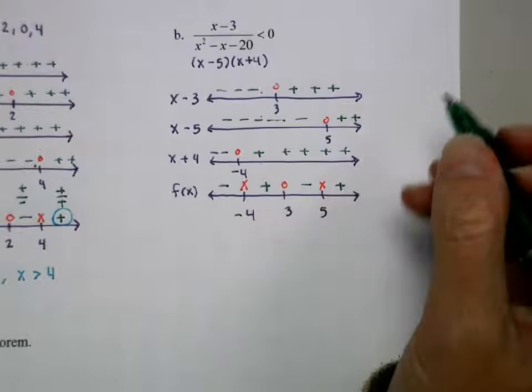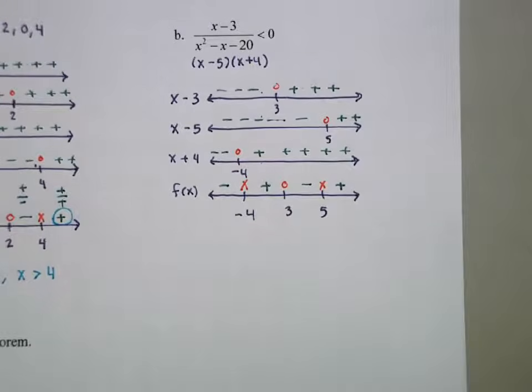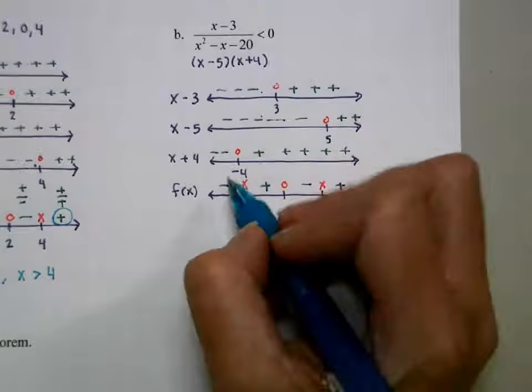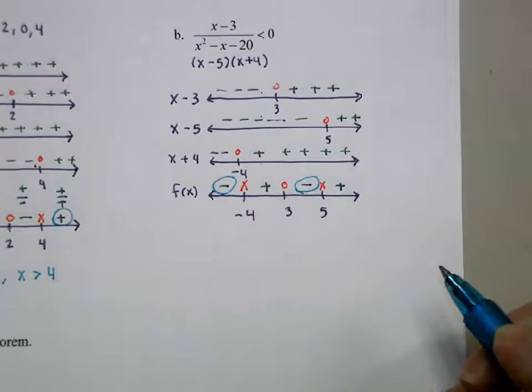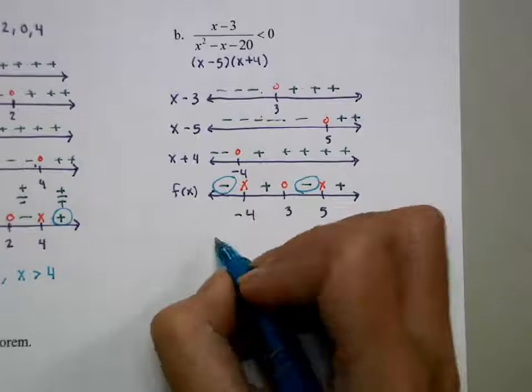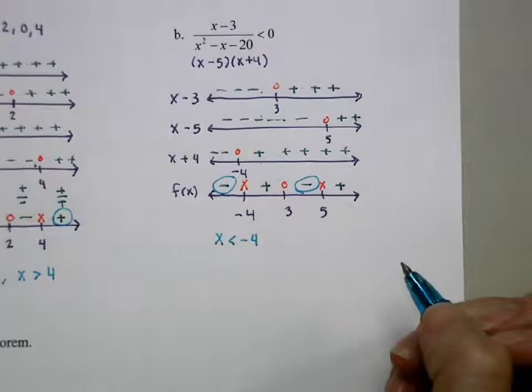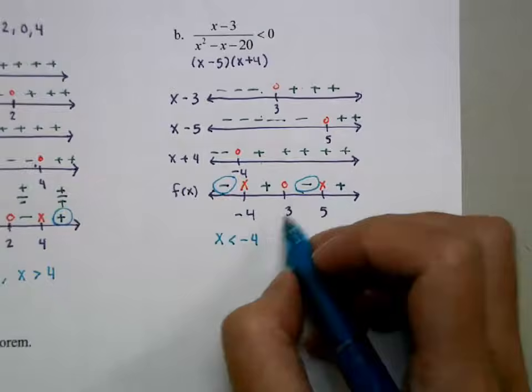We want when x is less than 0. So we're looking for the negatives in this case. We have when x is less than negative 4, and negative 4 is not going to get included no matter what. Here, the 3 is not included for this one because my inequality is simply when it's less than 0.